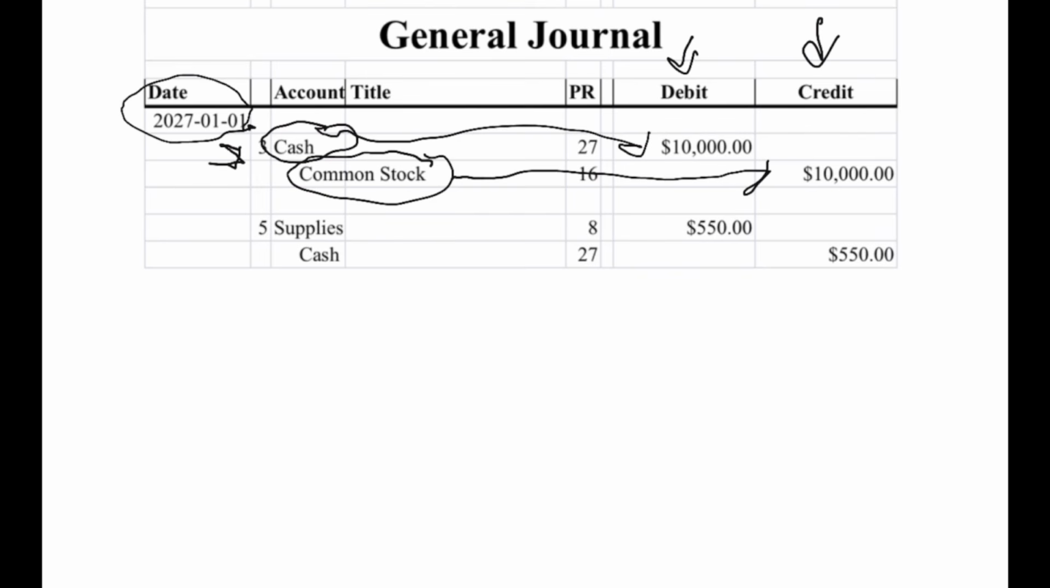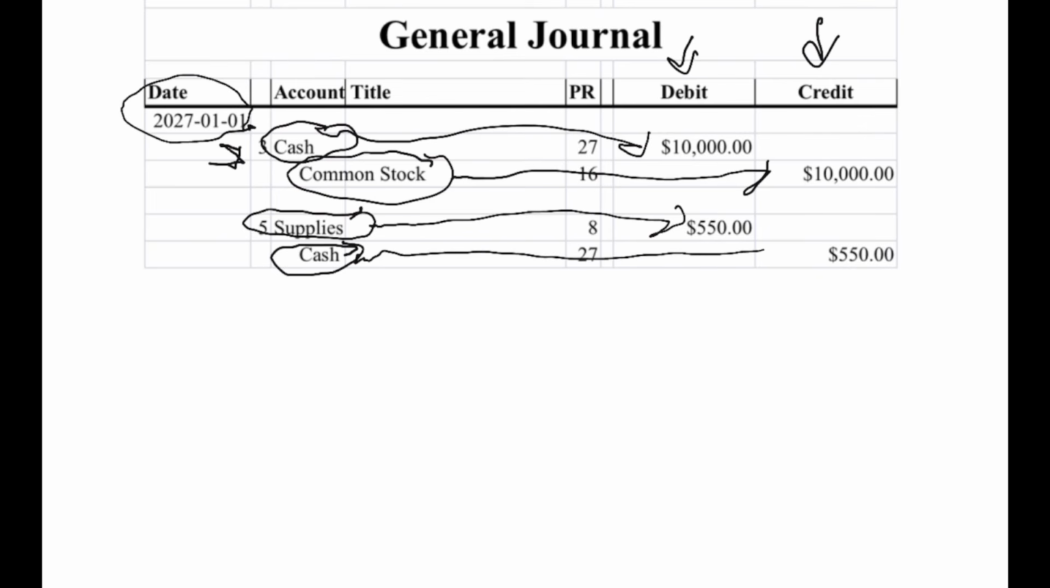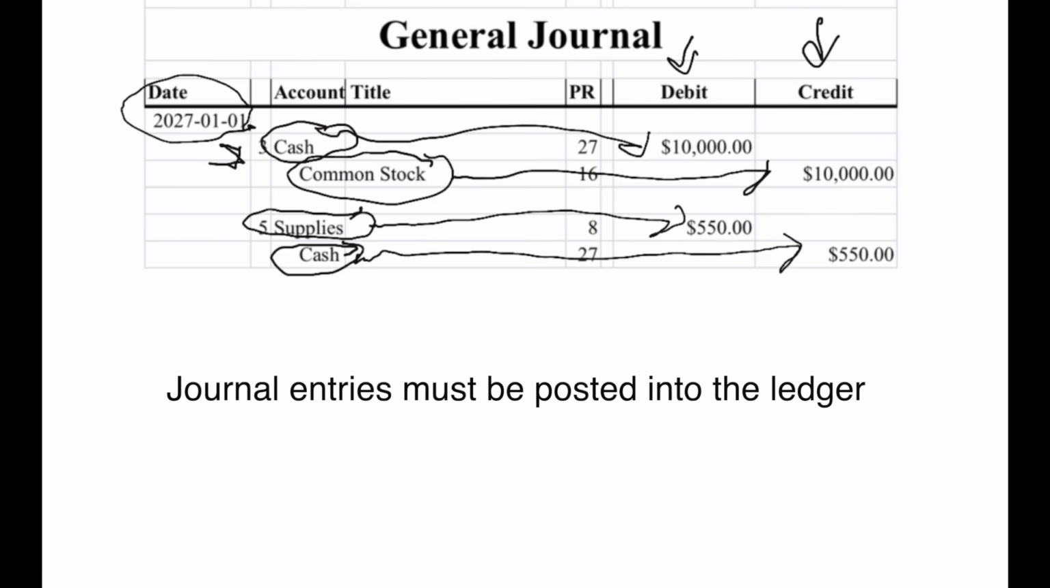On the 5th, we also see that two other accounts were affected, and supplies was one of the accounts that happened to be debited for $550. And we see that cash, again, was also affected, but this time it was credited for $550. Once we record properly the event or the transaction within the journal, we are now instructed to post those recordings into our other important book called the ledger.